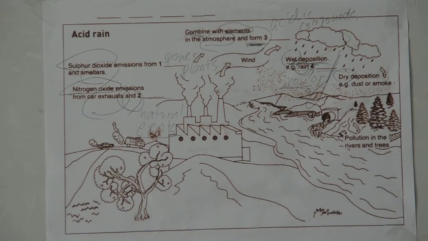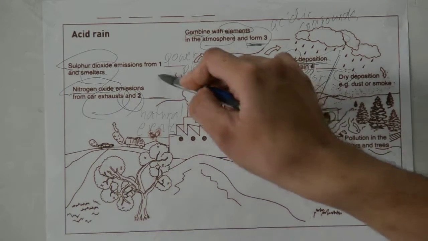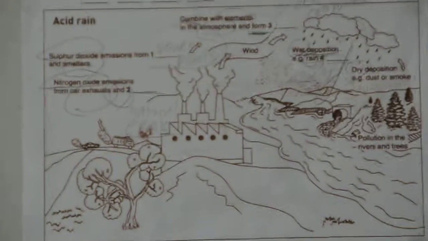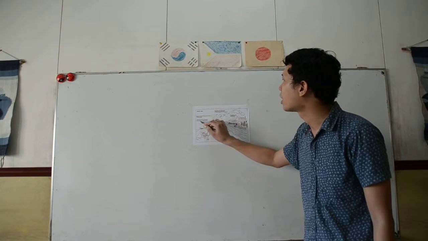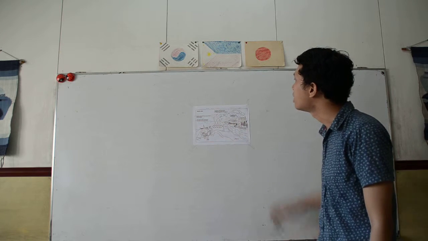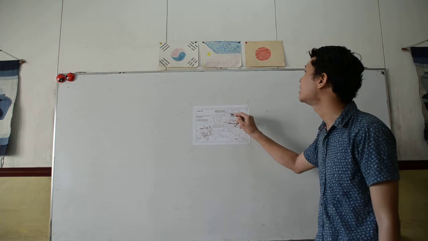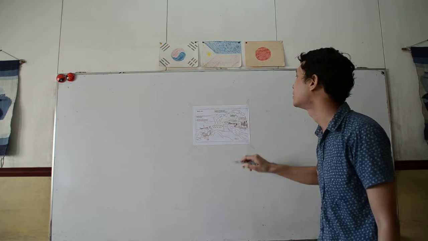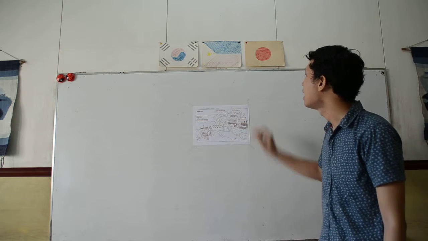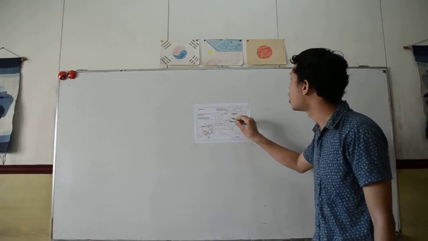Okay, so here, for number 1, we have the answer, power plants. Keywords: sulfur dioxide emissions, and then smelters. Smelters, by the way, are places where they get the metal out of the ore, or from the coarse metal. And then you have nitrogen emissions from car exhaust. You have and natural events. That's the answer for number 2. And then for number 3, we have combine with elements in the atmosphere and form acidic compounds. Now the possible answer here would only be compounds. It's also possible. And then for wet deposition, you have snow or fog.